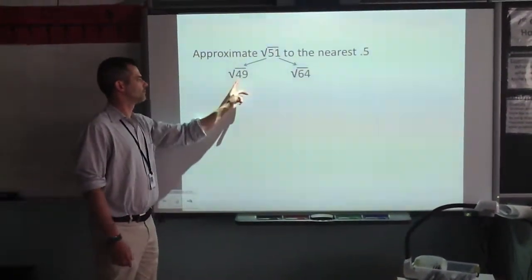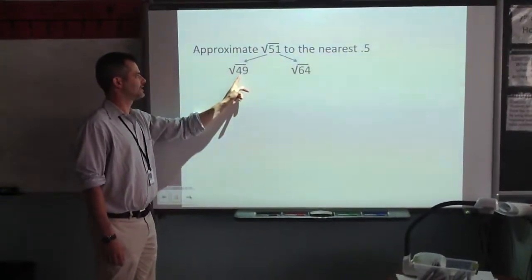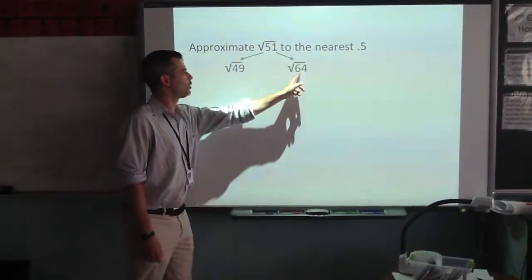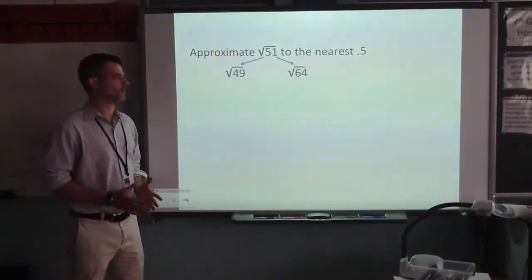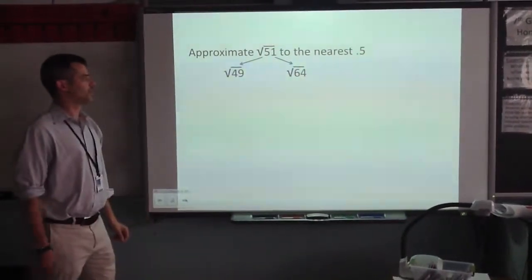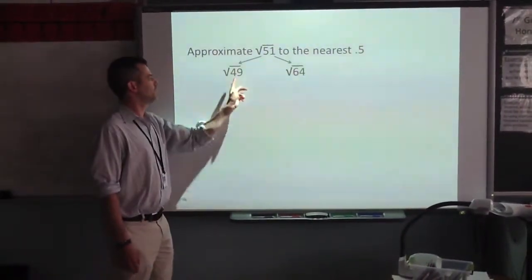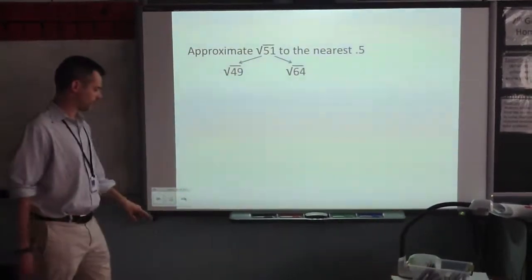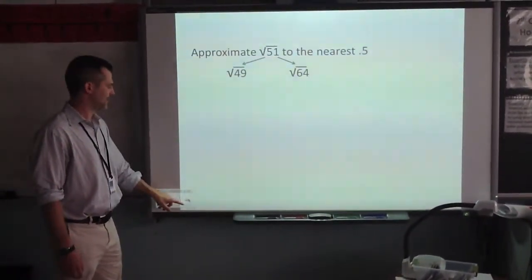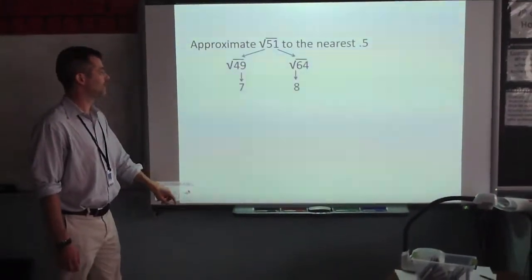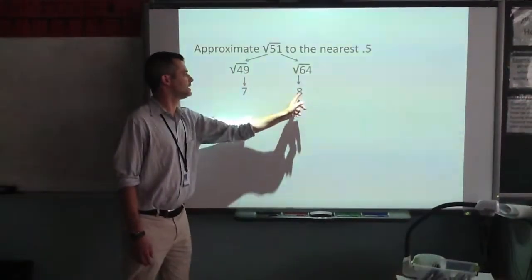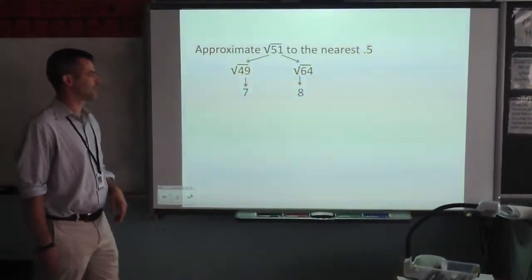49 is a perfect square. That's 7 times 7, and it's very close to 51. 64 is also a perfect square number. 8 times 8. That's just a little bit above 51. So we've put square root of 51 in between these two square roots. Next thing I'm going to do is I find the square root of 49. Since 49 is 7 times 7, that means square root of 49 is 7. 64 is 8 times 8, so the square root of 64 is 8.